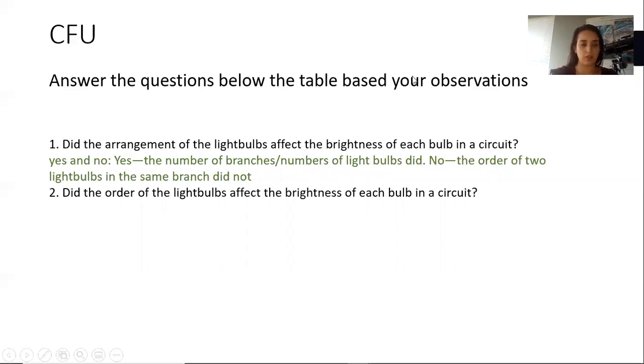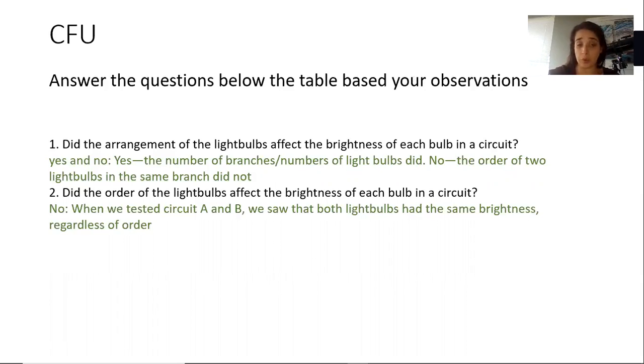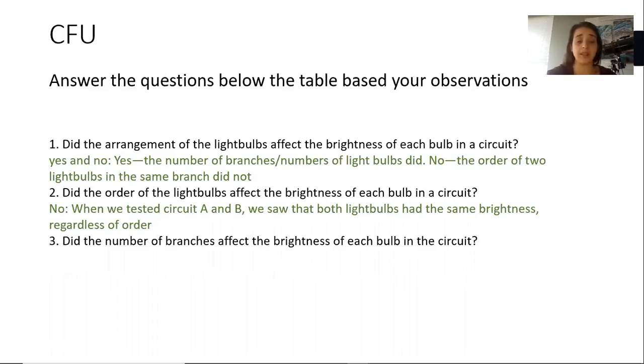All right, let's look at the second question. Did the order of the light bulbs affect the brightness of each bulb in a circuit? What did you say? Right, so no, when we tested circuit A and B, we saw that the light bulbs had the same brightness regardless of how they were ordered. Okay, good. So third question, did the number of branches affect the brightness of each bulb in the circuit?